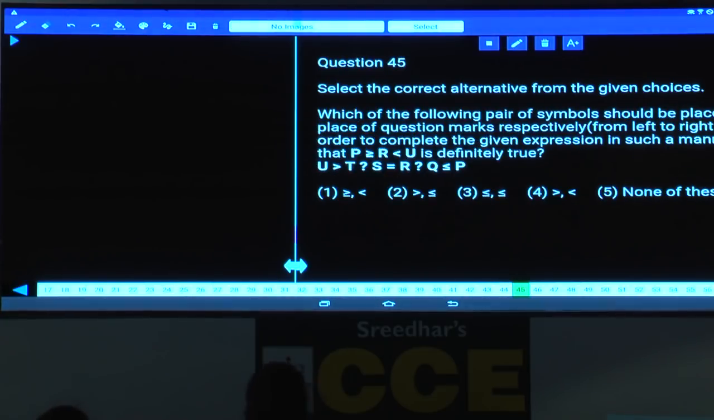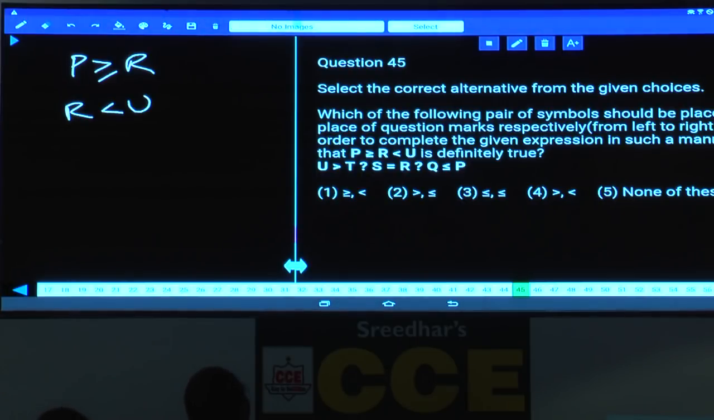Then 45. Now in this question number 45, P greater than or equals to R, R lesser than U. What are the conclusions here? P greater than or equals to R must be definitely true, and R lesser than U is also definitely true. In order to make these two true, what are the symbols that are to be replaced?